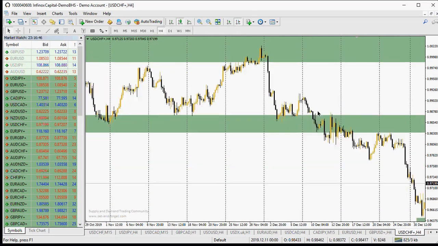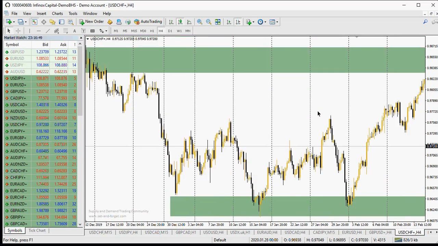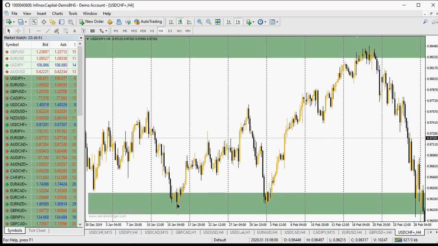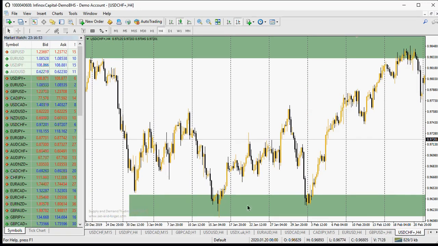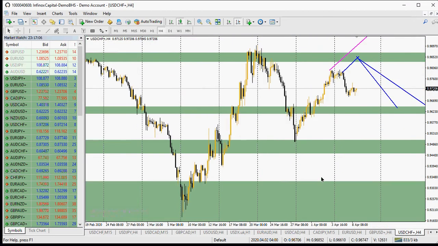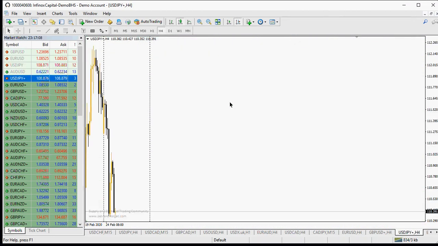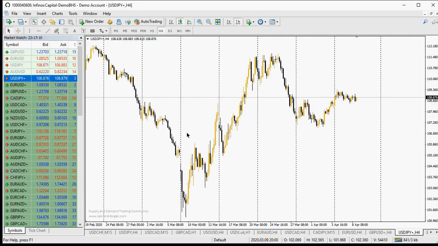Let's see where else we can see head and shoulder. Of course, this is more like a double bottom, but triple bottom. 1, 2, 3. They are almost equal. So this is a triple bottom. Let's check other pairs for the head and shoulder pattern.